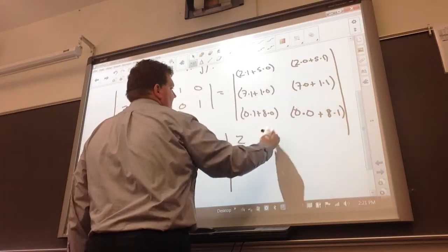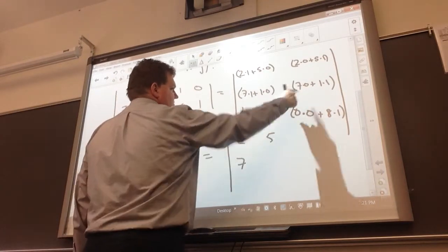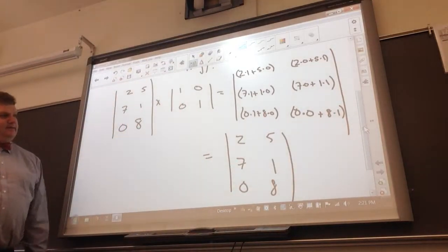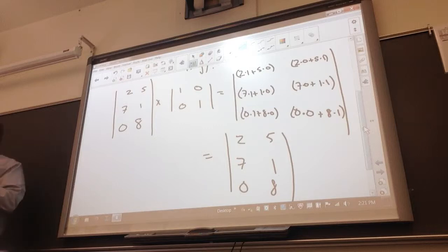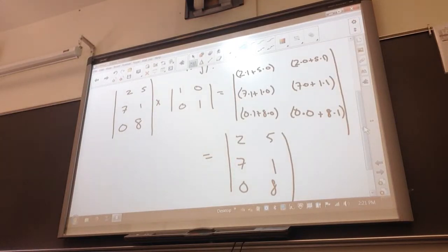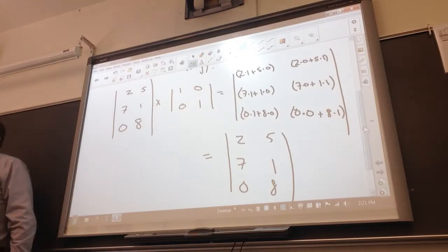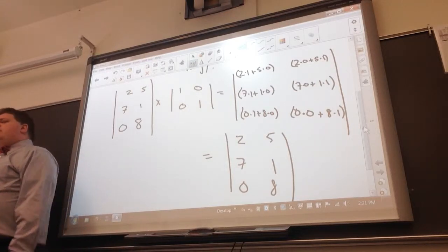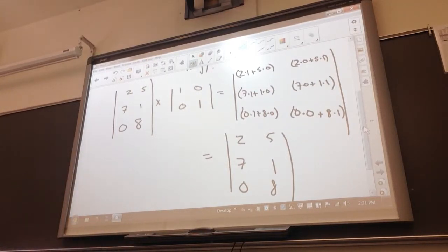2, 5, 7, 1, 0, 8. What I started with, exactly. So that's basically the identity matrix. It totally works. It always gives you back what you started with. By the way, typically speaking, there are very few matrices which are commutative. The identity matrix is one of the few that will act that way when the conditions are right. If I multiply a square matrix by the identity matrix for it, it's always a commutative exercise.